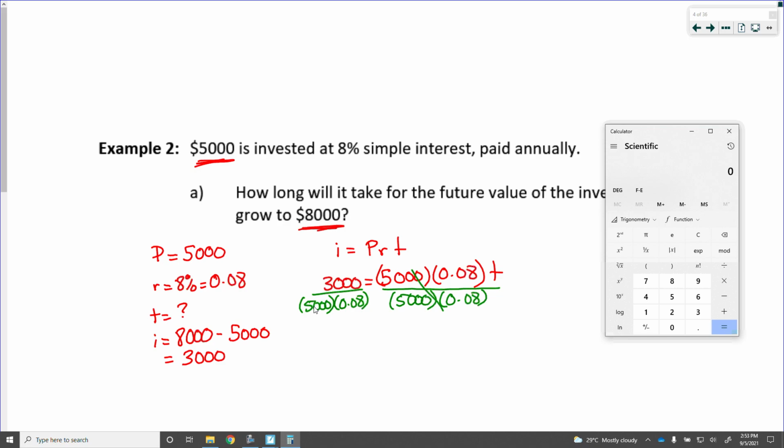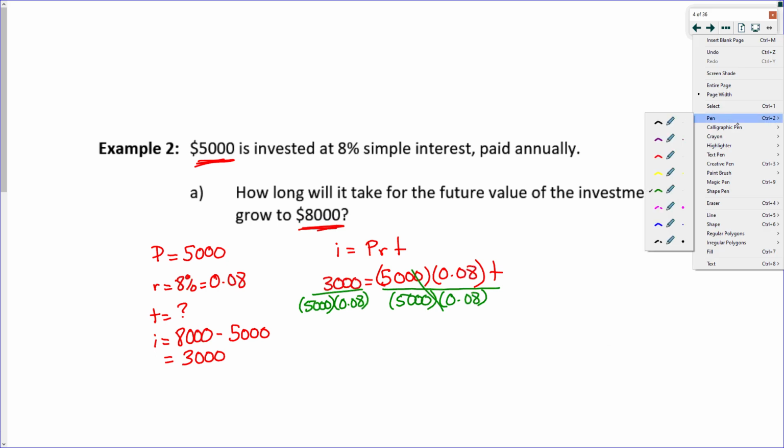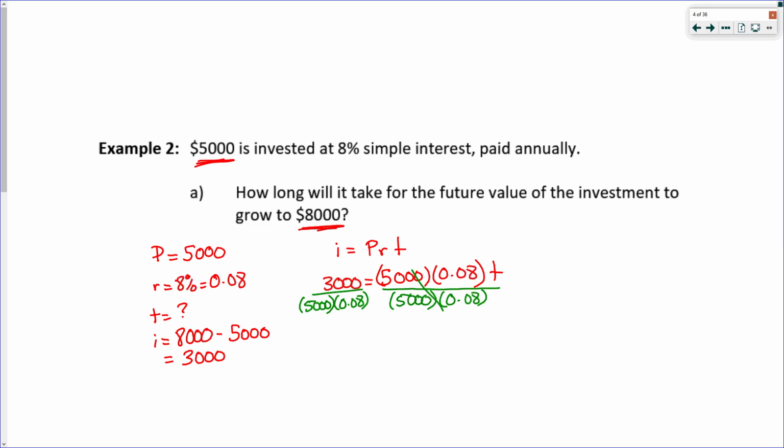So the best way to do this is you start with your top, so your 3,000. I'm going to divide by, and now for what's happening underneath, I am going to put in brackets. Now I have 5,000 times 0.08. And that gets me what I want. So in this case, it worked out to be 7.5 years.